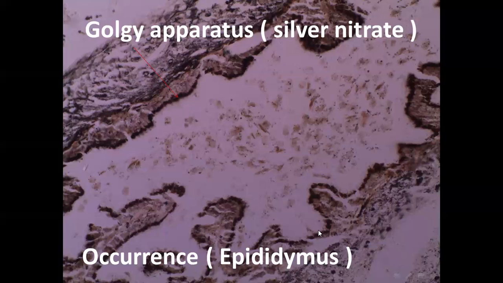Inside each cell which lines the epididymis, this cell, this cell, this cell, different types of cells, the Golgi appears as the positive Golgi image, stained by the special stain silver nitrate. This positive Golgi image is a black network. The arrow shows the positive Golgi image inside each cell which lines the epididymis.